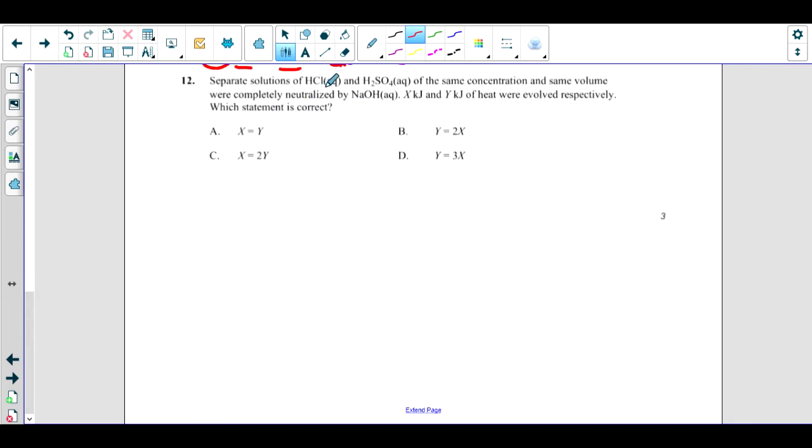Separate solutions of HCl and H2SO4 of the same concentration and same volume were completely neutralized by NaOH. X joule and Y joule are the heat evolved respectively. Which statement is correct? So let's see which statement is correct. For this question, it's better if you write the equations first.